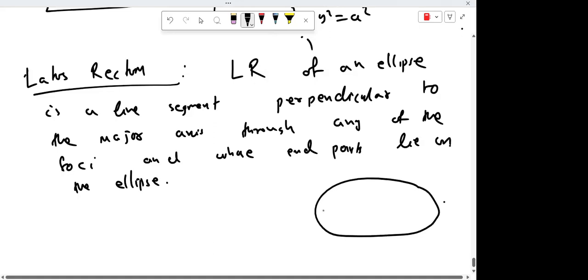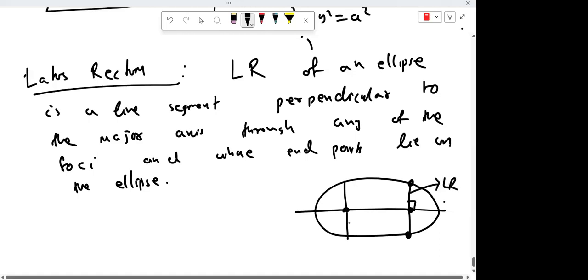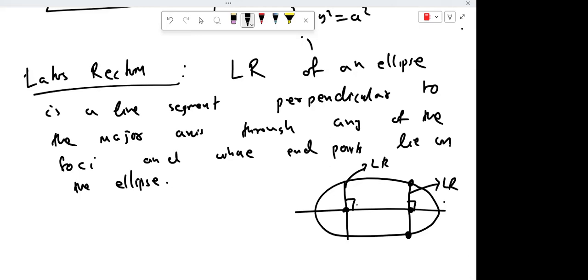This is an ellipse. These are the foci. The latus rectum is perpendicular to the major axis with endpoints on the ellipse. So this is an LR, and we can draw one here also. This is also an LR. Just perpendicular to the major axis, and endpoints on the ellipse. All right, note it down. This is c comma 0 and minus c comma 0.